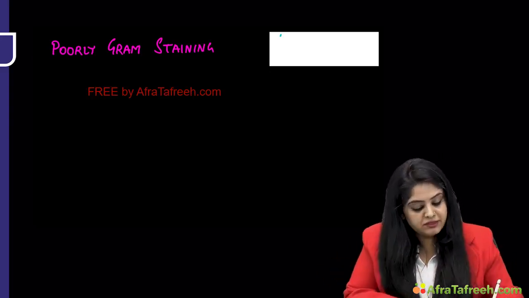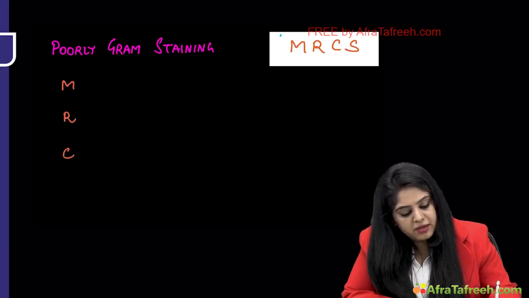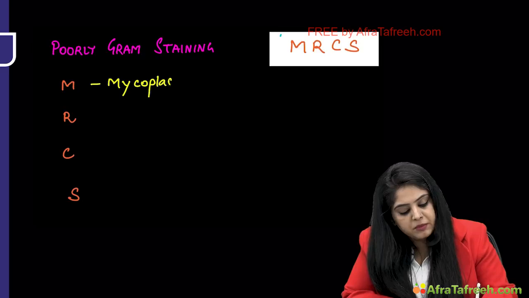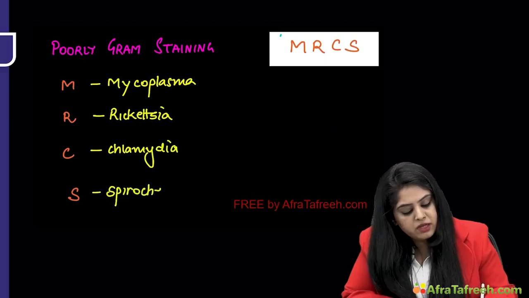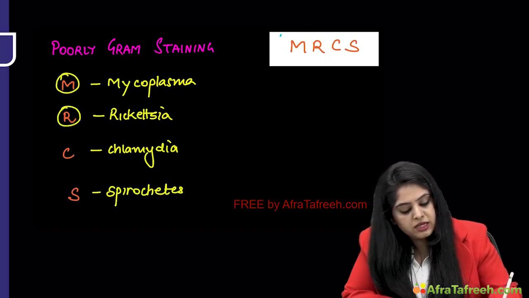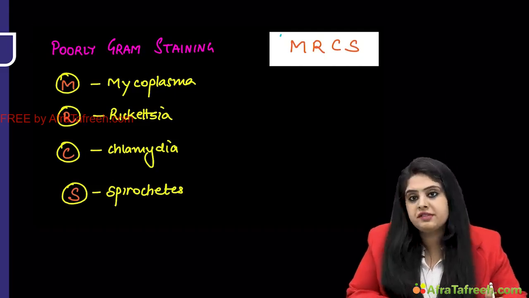For them, I will tell you some other stains, and your mnemonic is MRCS. Which organisms are poorly staining? Like I said, MRCS, just get familiar with their names. We've got Mycoplasma, number 1. Next, Rickettsia. Next, Chlamydia. And next, spirochetes. Remember, Mycoplasma, Rickettsia, Chlamydia and spirochetes, MRCS, are the poorly Gram staining organisms.